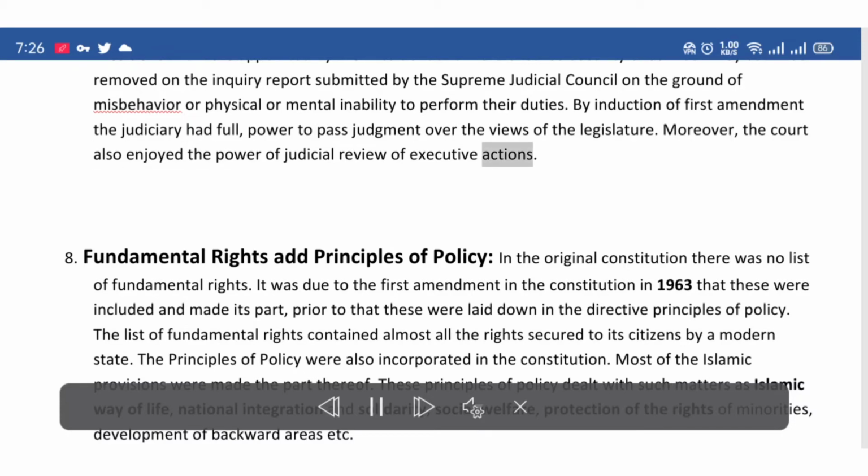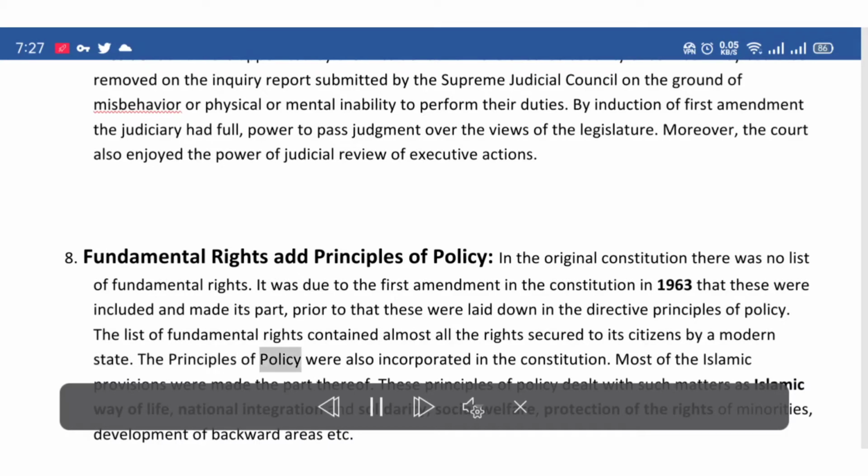Moreover, the court also enjoyed the power of judicial review of executive actions. Fundamental rights and principles of policy. In the original Constitution there was no list of fundamental rights. It was due to the First Amendment in the Constitution in 1963 that these were included and made its part. Prior to that, these were laid down in the Directive Principles of Policy. The list of fundamental rights contained almost all the rights secured to its citizens by a modern state.